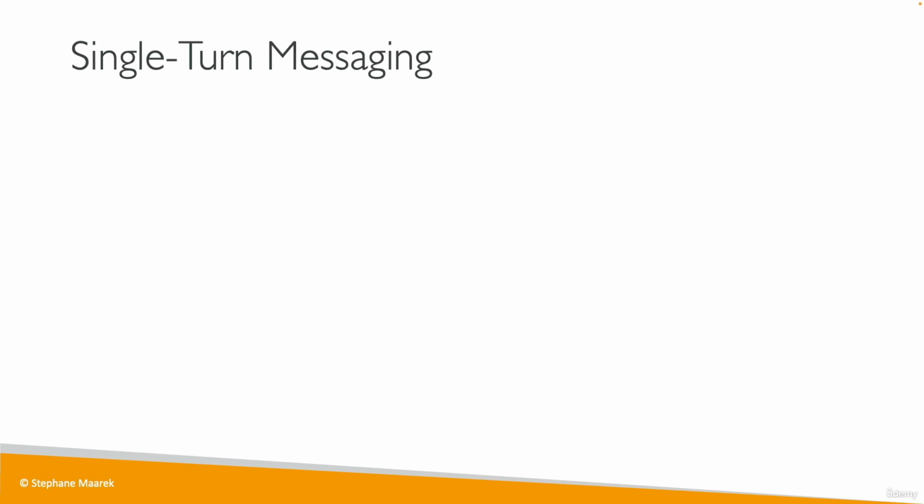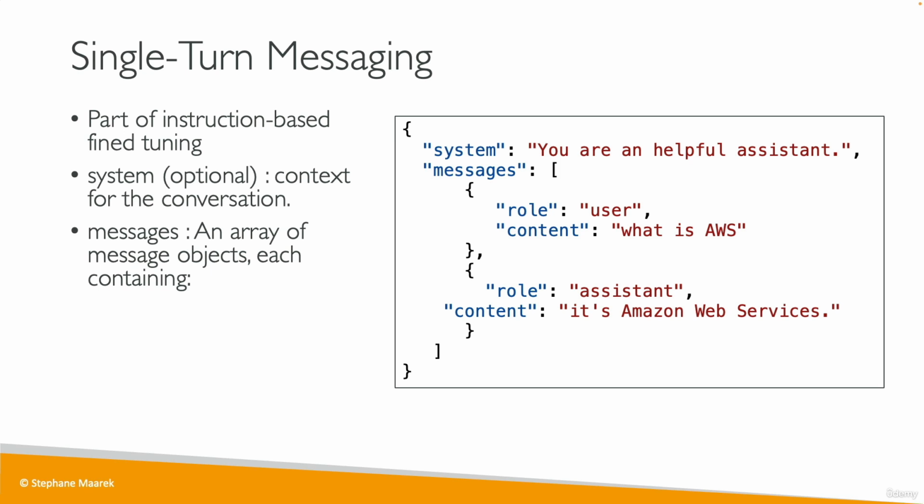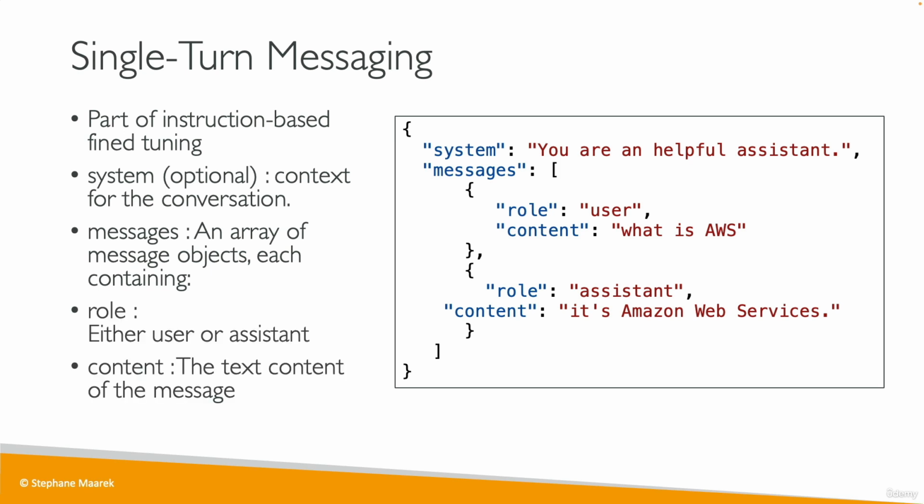Okay, next you may encounter single-turn messaging and multi-turn messaging. This is a subset of instruction-based fine-tuning. The idea is that here we're going to give a hint to a user and an assistant: what the user is asking and what the assistant, so the bot, should be replying. Here we have system, which is optional context for the conversation. Then messages, which is going to contain various messages. Each will have a role, which is the user or the assistant, and the content, which is the text content of the message. So here we're fine-tuning how a chatbot should be replying.